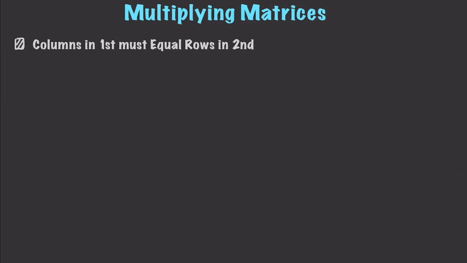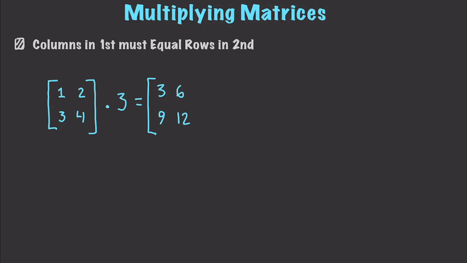Okay, so we're going to start off here just simply covering how a scalar multiplication works whenever you're working with matrices. So let's say you have 1, 2, 3, and 4, and this is multiplied times a scalar of 3. Well, that is going to simply give you 3, 6, 9, and 12. So there you go. That is how you multiply a scalar times a matrix.